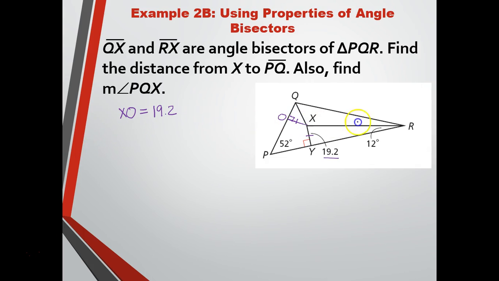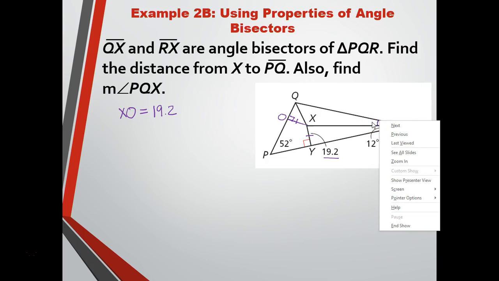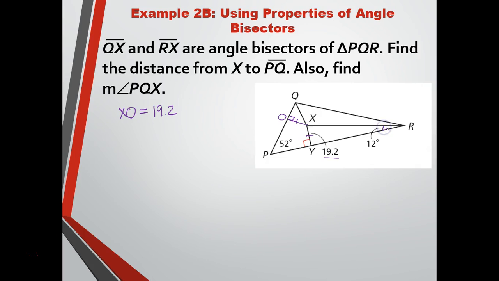And just like the last one, we are given some angles here. We know this angle here and this one here are congruent. Sorry, having technical difficulties there. All right, so we have 12 degrees in here, and so the total measurement for angle R is 24 degrees. The angle measurement for P is 52. And so finally we're going to figure out the measurement for angle Q, and then from that, we can find the measure of PQX.